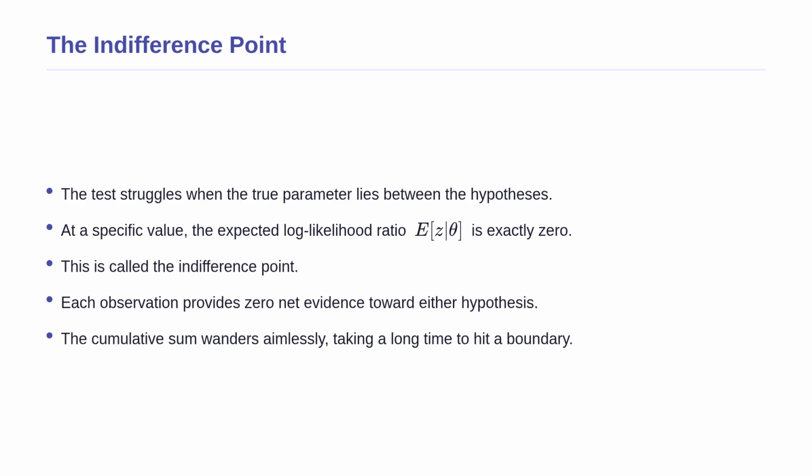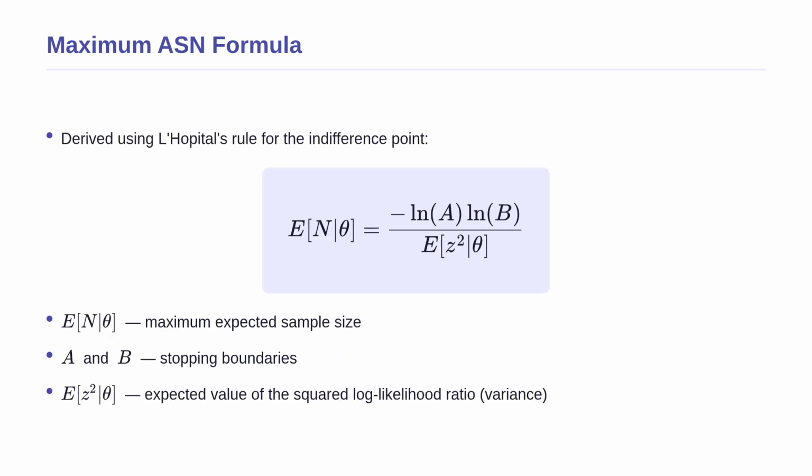If we plug 0 into our standard formula's denominator, we get a mathematically undefined division by 0, which means we need a new approach. To solve the division by 0 issue at the indifference point, mathematicians use a calculus technique called L'Hopital's rule. This results in a special formula used exclusively to find the maximum average sample number. The numerator is the product of the natural logarithms of the two stopping boundaries, with a negative sign to ensure a positive result, since the natural log of b is typically negative.